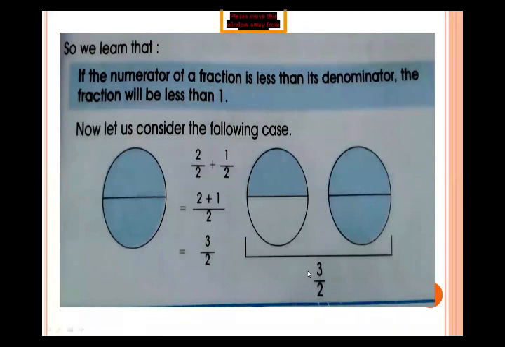It matches this one. Again look at here, 3 upon 2. 3 parts are shaded. Our shape is divided into the same parts. Their common denominator is 2. That's why the fraction becomes 3 upon 2.